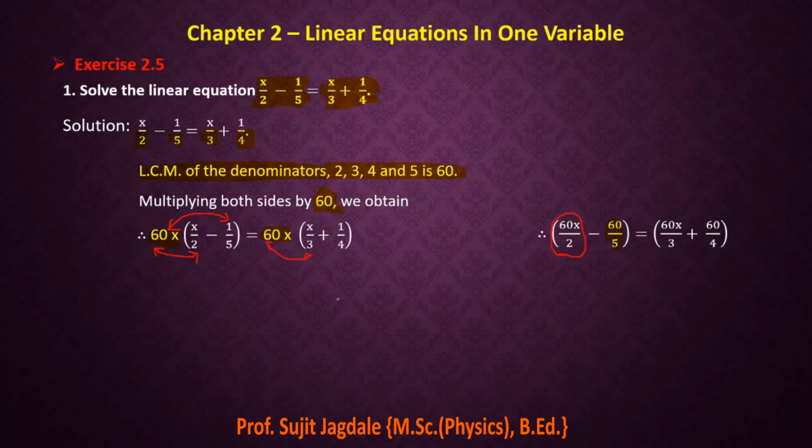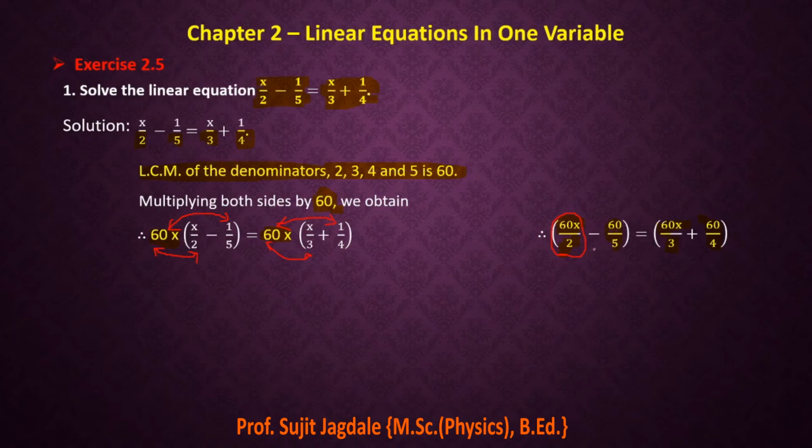The multiplication is 60 into x upon 3, so that will be 60x divided by 3, and the last one is 60 into 1 upon 4, so here we are getting 60 divided by 4 because 60 ones are 60. So here it is, the simplified form after performing the multiplication inside that bracket.